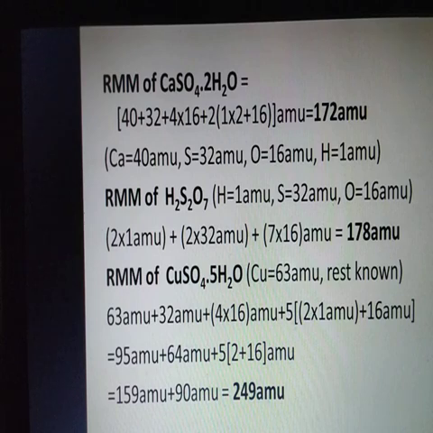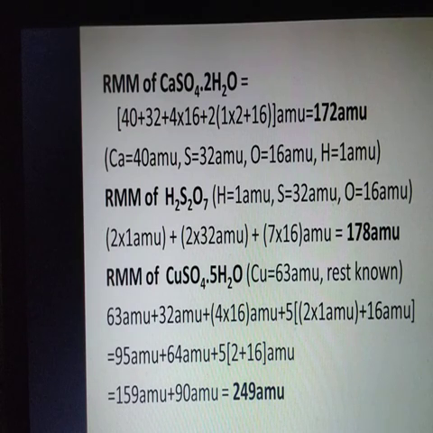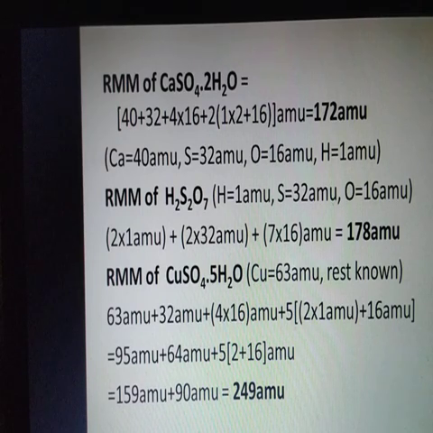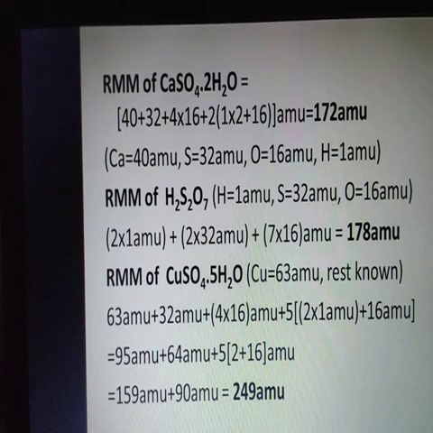Now the atomic mass of calcium is 40 amu, it's already given over there. Sulfur is 32 amu, oxygen 16 amu, and hydrogen 1 amu. How many calcium atoms? 1, so 40 plus. How many sulfur atoms? 1, so 32 amu. After sulfur, how many oxygen atoms are written? 4 oxygen atoms.